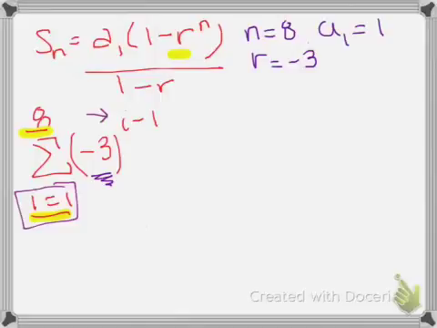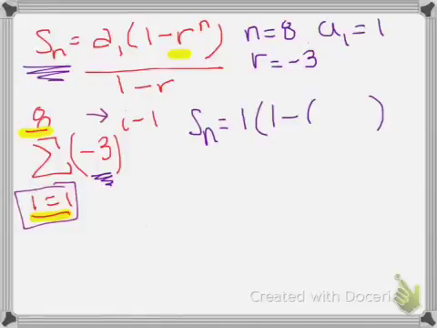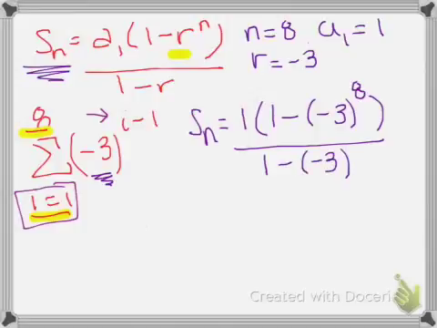Our process now is just plugging in to our Sn formula. Sn equals A1, which is 1, parentheses 1 minus -3 to the n power. Since n is 8, we'll put a little exponent of 8. And then in the bottom, it's 1 minus r. I like to use parentheses when I plug in, especially when I have a negative r value. To work this out, we would do order of operations, so we do parentheses first.